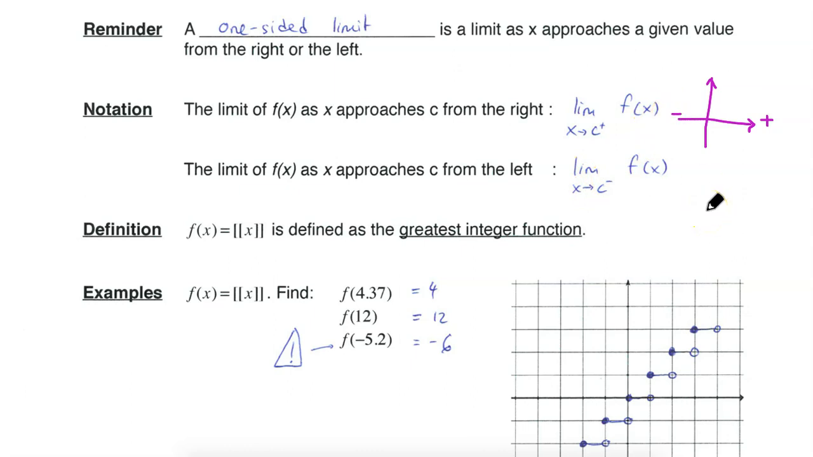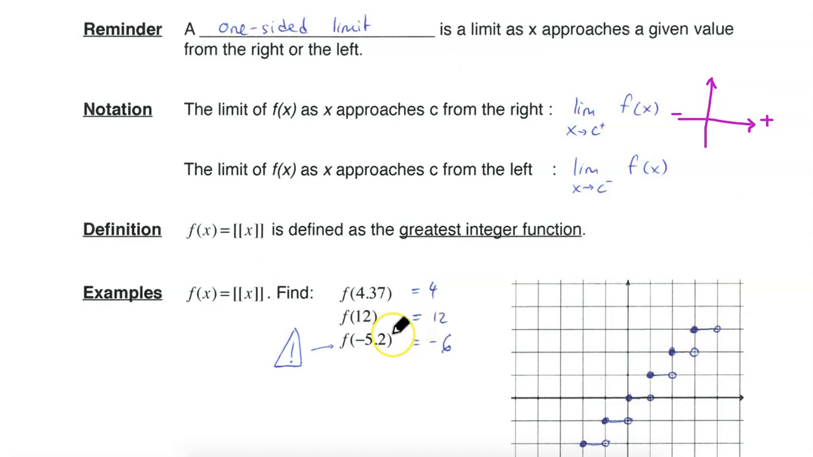The greatest integer function is a function that is quite popular in AP Calculus AB or pre-calculus when we study limits. What it is, the greatest integer function, is that for any input value x that you put in, the output is going to be the integer that is closest to the input, but lower. So for example, if I input 4.37, the closest integer that is lower than that is 4. If I input 12, then it's 12. Yes, I should have said it's lower or equal. So f of 12 equals 12.